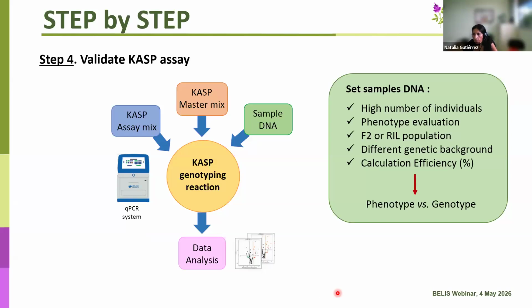We also need to genotype a sufficiently large number of individuals to properly evaluate how accurate and robust the KASP marker is. And finally, we calculate the efficiency of the assay by comparing the genotyping data with the known phenotype across the set of individuals used. And once the assay is validated, it becomes a reliable tool that can be used in a breeding program.